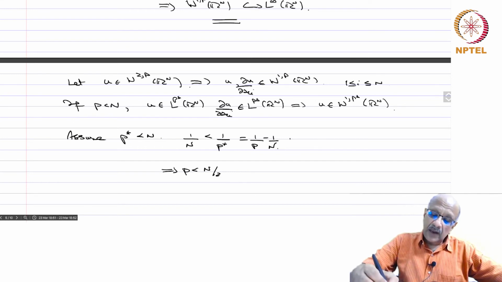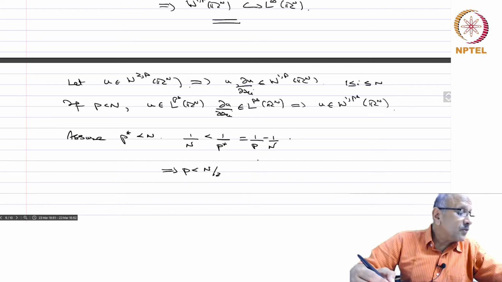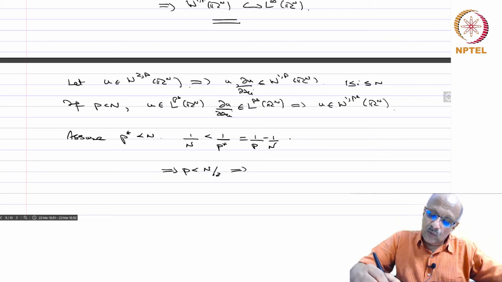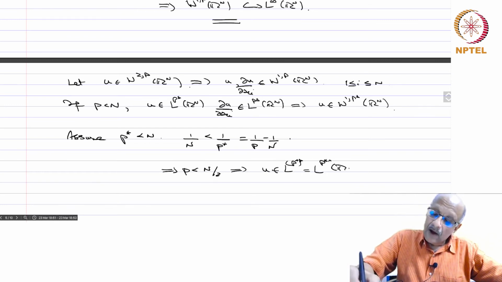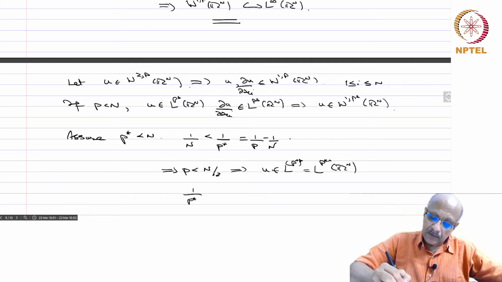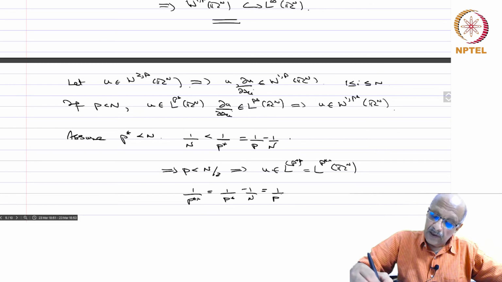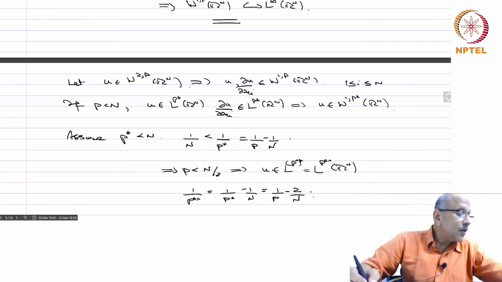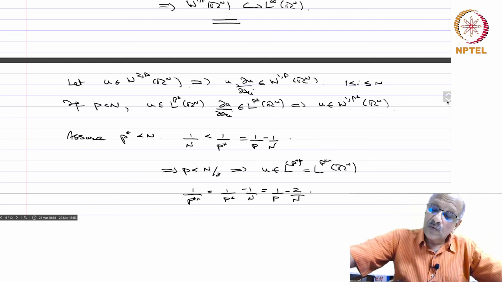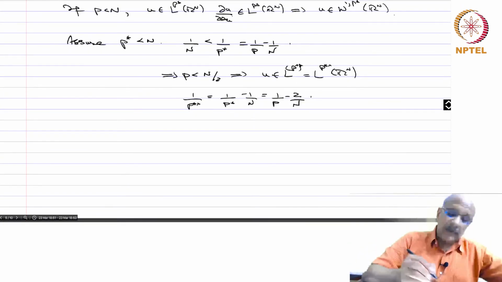because from this you will get 1 minus (p minus 2)/n... that is, 1/p - 2/n is bigger than 0, that is p is less than n/2. And then this will imply that u belongs to L^{p**}(Rn), or p double star, and 1/p** is equal to 1/p* minus 1/n, and that is equal to 1/p minus 2/n. Okay. So we can now iterate this to any positive integer.